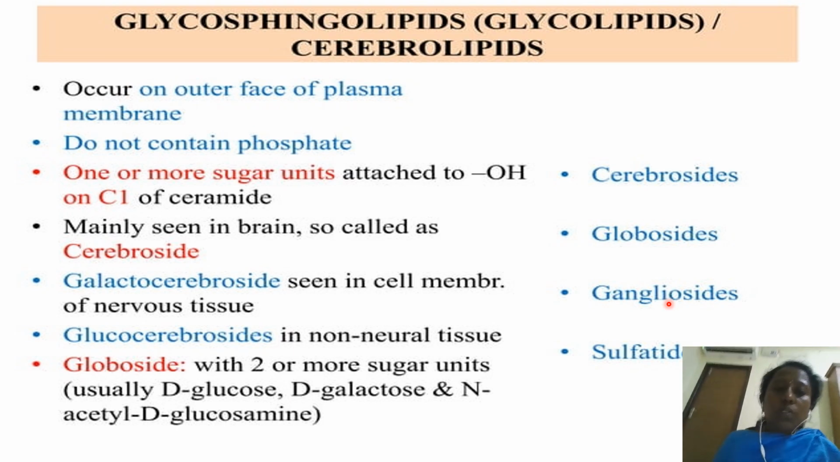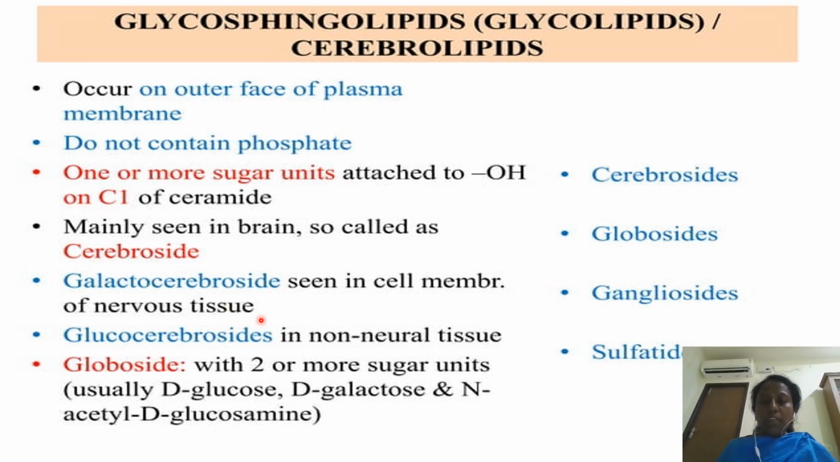Galactocerebroside is seen in the cell membrane of nerve tissues. This type of glycosphingolipid will be present in your nerve tissues, or it is known as gangliosides. Glucocerebroside is present in non-neural tissues. Globoside has two or more sugar units. Usually D-glucose, D-galactose, and N-acetyl D-glucosamine will be attached to the sphingosine backbone.